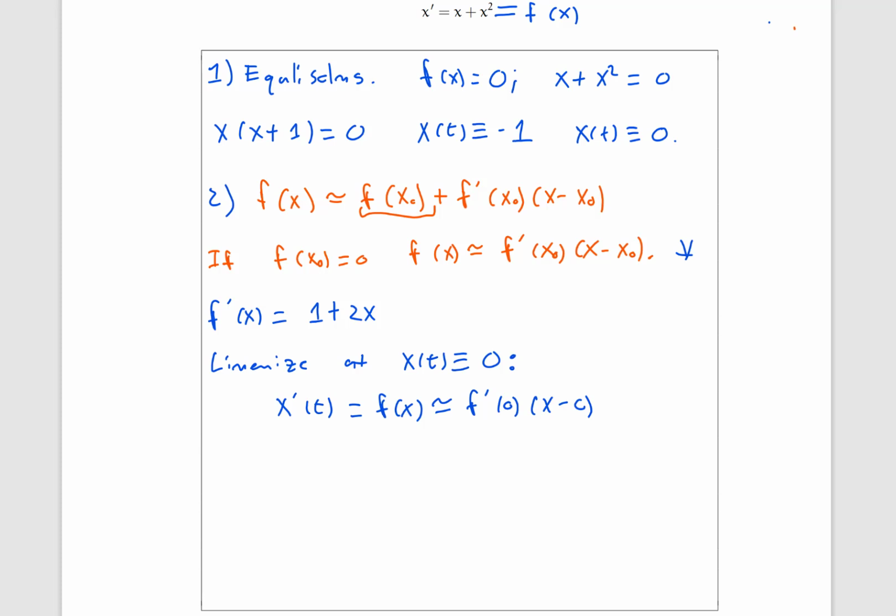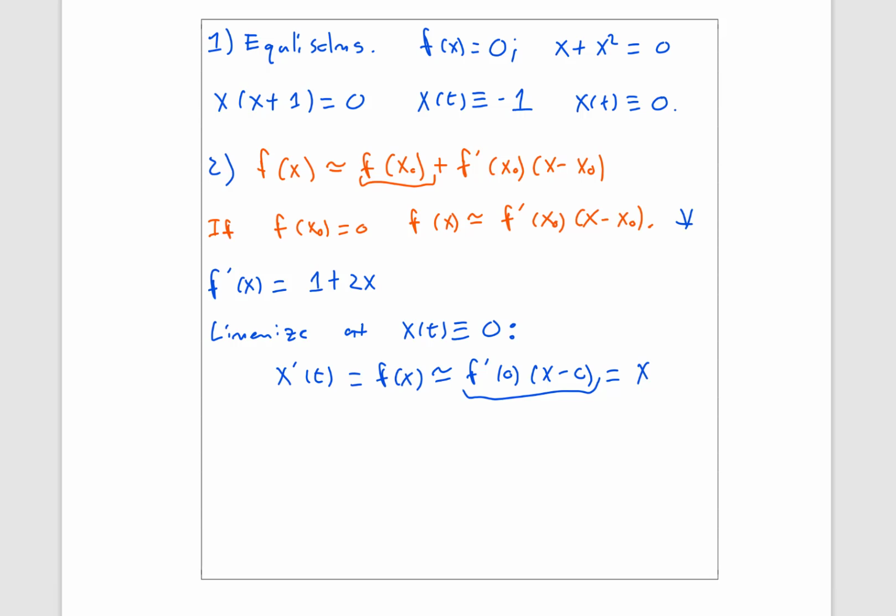Now we're going to use the linearization property to estimate f of x as this linear function here, or in general, affine linear function, but we call it a linear function. And so f prime of 0 is just equal to 1. If I plug in x equals 0 there, you get 1. And so this is just equal to x. So when x of t is close to 0, the derivative of x is approximately equal to x. That's what this is saying.